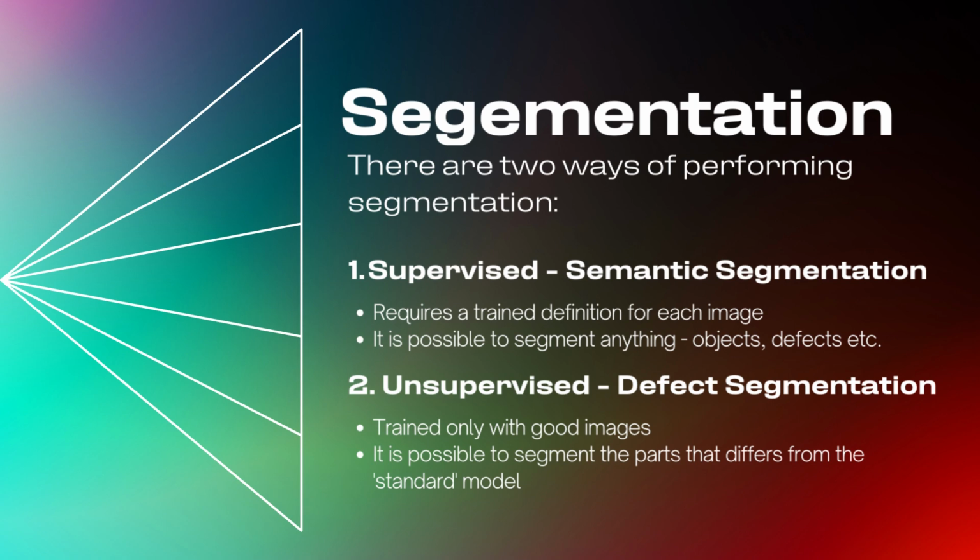So it is possible to segment anything, as it says here. It could be different objects, it could be different types of defect, but they would need to be defined. So again, for this anomaly detection, it's not suitable. The unsupervised defect segmentation, this is where the key is. This is when we only train with good images, and it's possible to look for things that are different from our standard model, what we call our golden template, sometimes referred to.